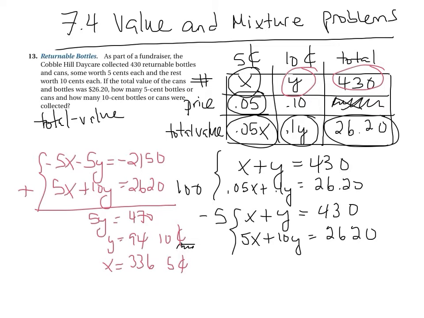And we could check our work pretty easily by just multiplying here. The total value of the 10-cent cans would be $9.40, and the total value of the 5-cent cans would be $16.80. And if we add those together, we get $26.20, which is what it's supposed to be. So there's our answer.